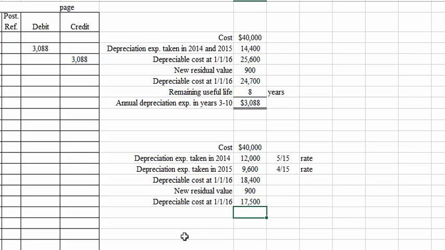So now we have 8 years. We need to calculate the sum of the year's digits again. So it's equal to 8 plus 7 plus 6 plus 5 plus 4 plus 3 plus 2 plus 1. Sum of the year's digits is now 36. So our rate, we have 8 years, so 8 over 36 will be our rate here.